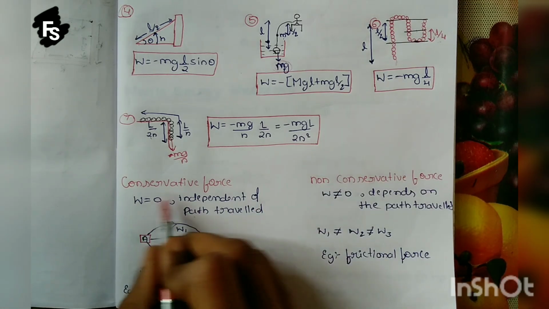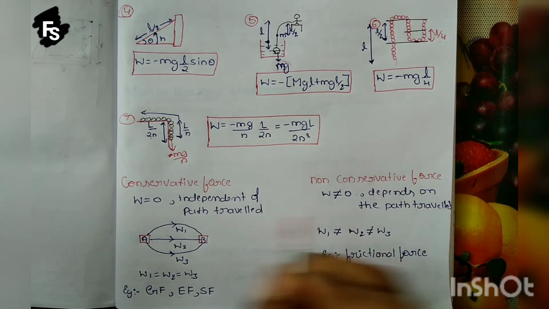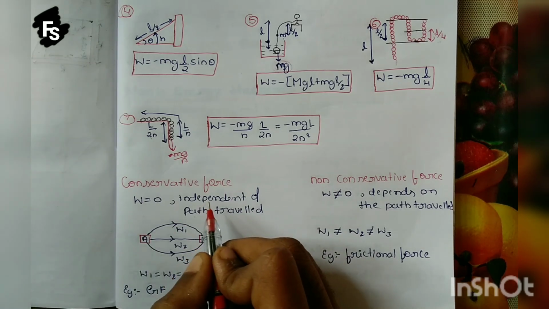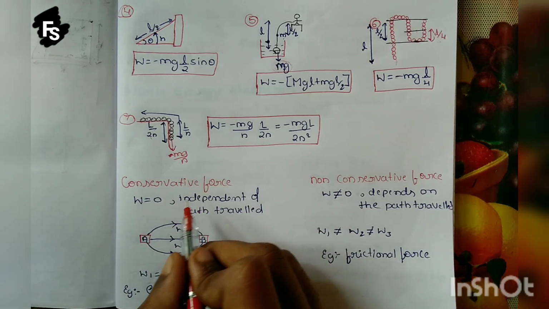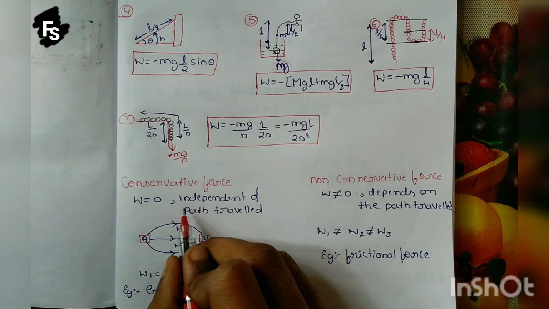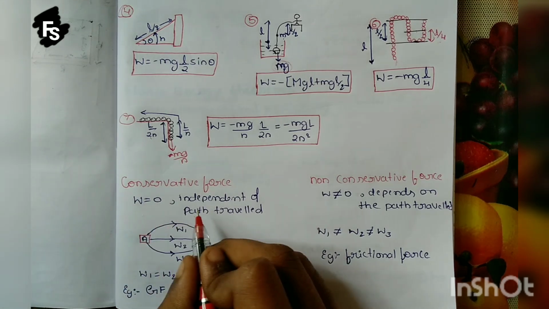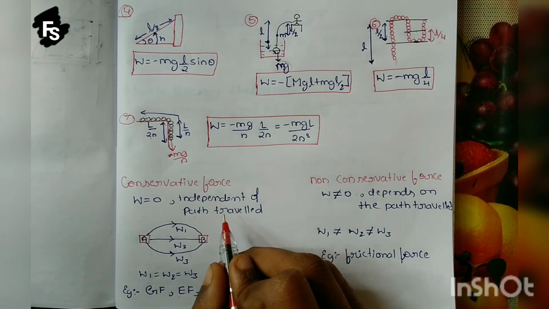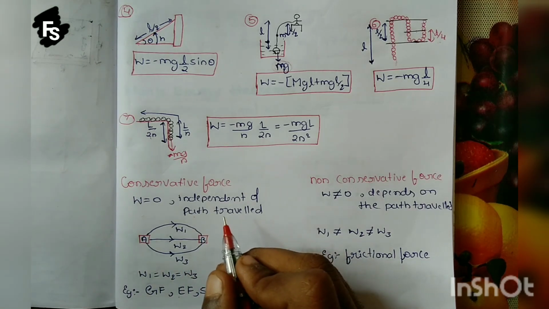Next, move on to conservative force and non-conservative force. What is conservative force? If the work done by the force is 0 over a closed path, then it is called a conservative force. Why is the work done 0? Because it is independent of the path traveled. It does not depend on the path which is traveled.